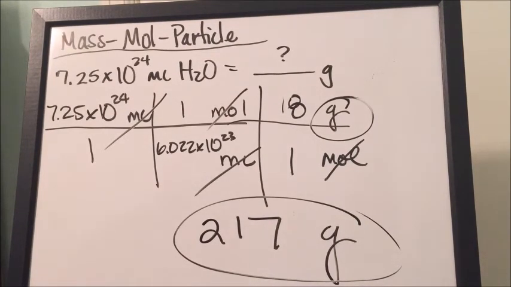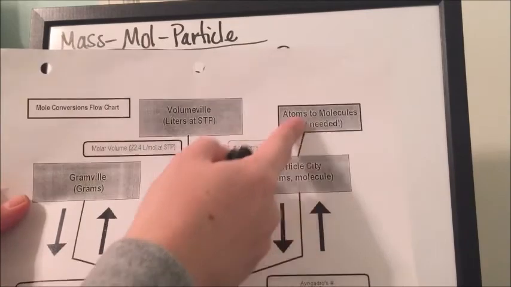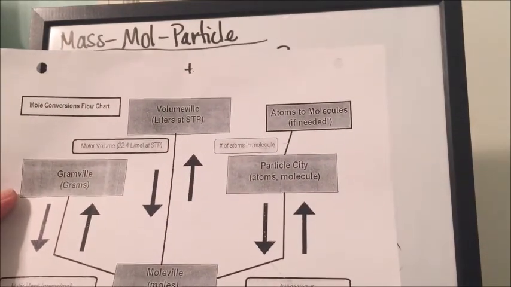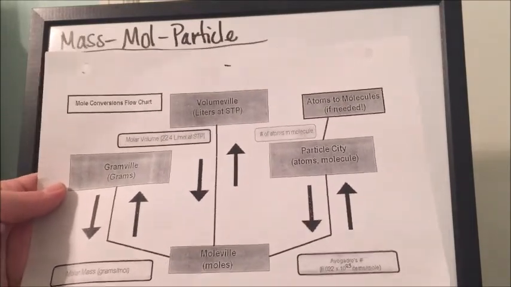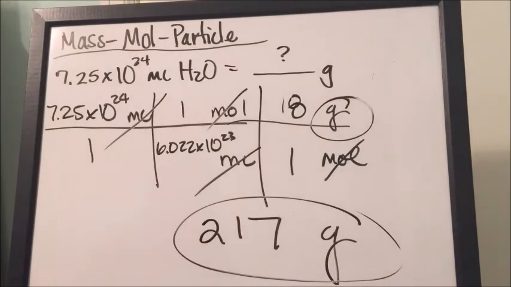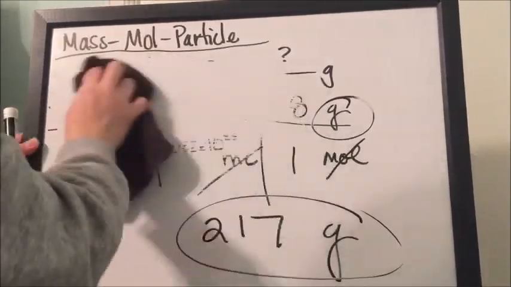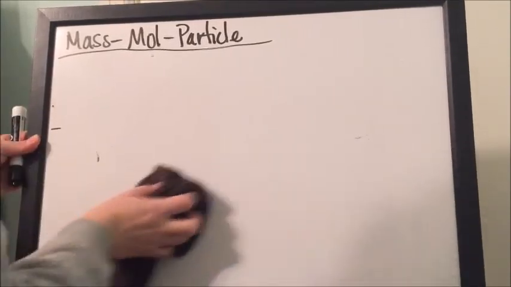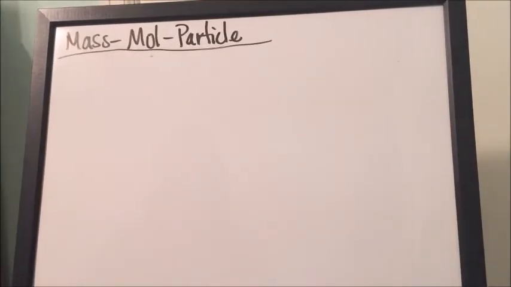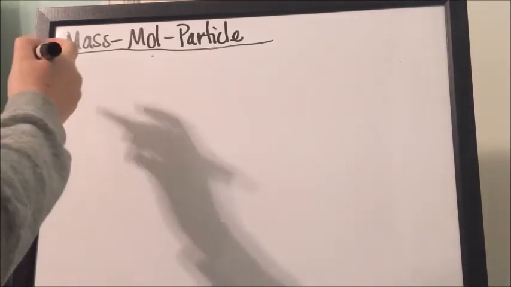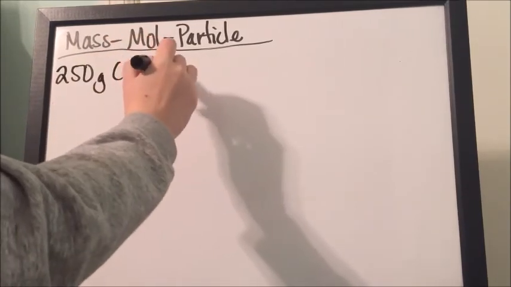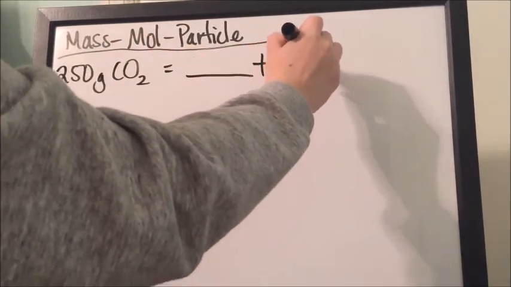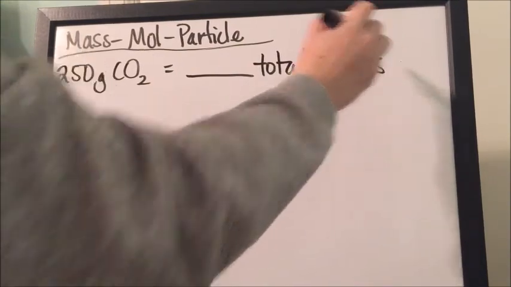Okay, so I want to do one more, and you might be asking what this little section is. It says atoms to molecules if needed, and so I want to show you one like that. And this is the hardest one that you would ever be asked to do. All right, let's say I have 250 grams of CO2, and I want to know total atoms.